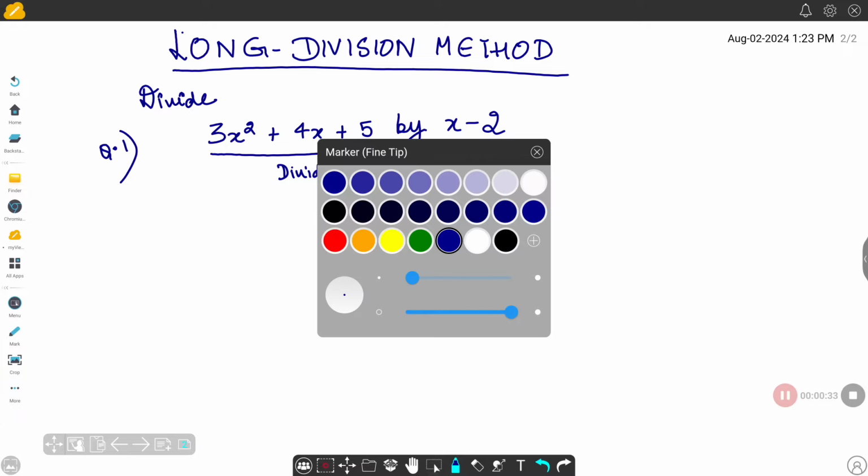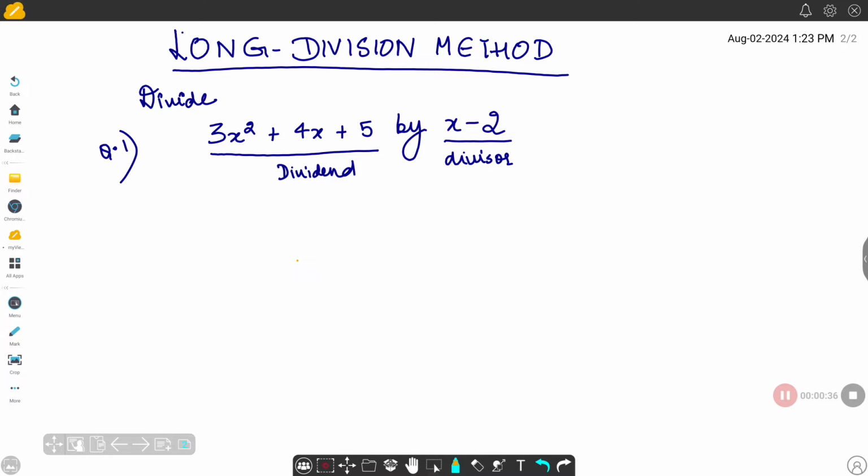Now what is the standard form? Standard form means arranging all the terms in the descending order of their powers. So here the power is 2, here the power is 1 because it's a linear term 4x, and here the power is 0 because it's a constant term, or the constant polynomial which has power 0. So 2, 1, 0, descending order. And then here the power again is 1, linear term, and here 0. So 1, 0, this is already in the standard form.